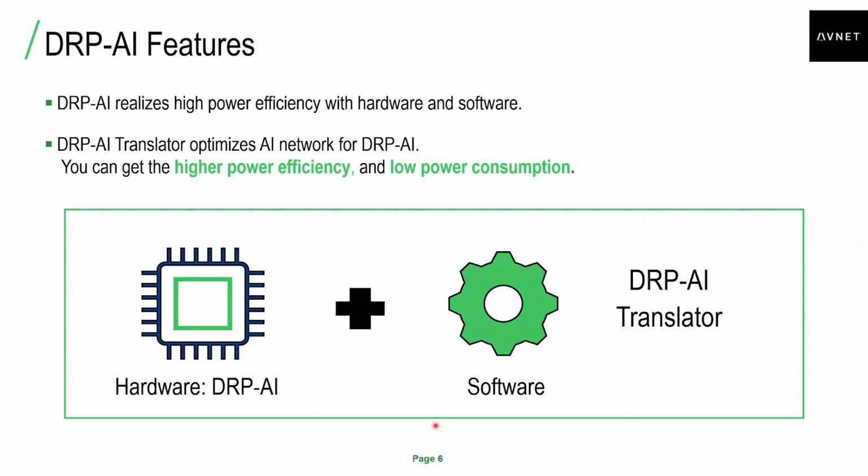In addition to the DRP-AI hardware block, there is also a software piece that we refer to as the DRP-AI translator, or DRP-AI TVM. This translating software enables typical AI models to take advantage of the DRP-AI unique hardware architecture.